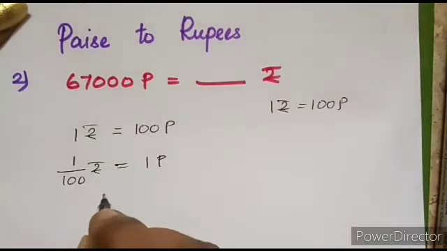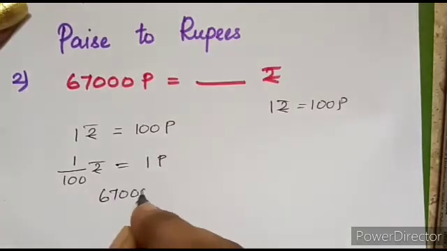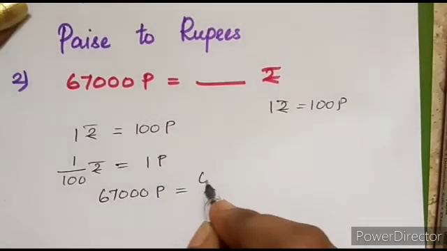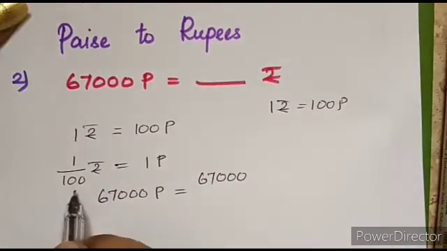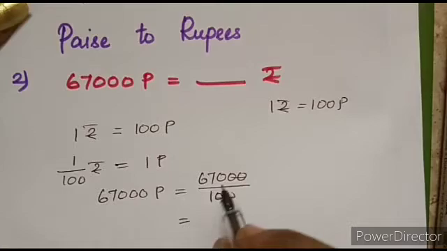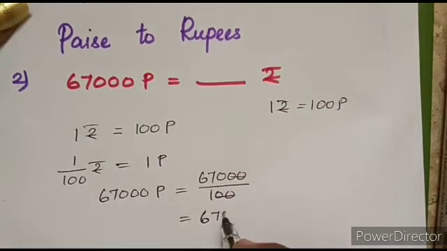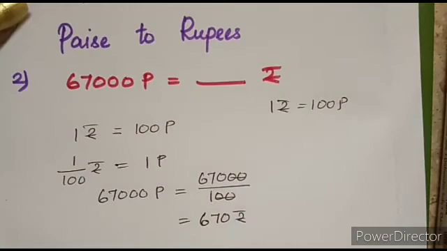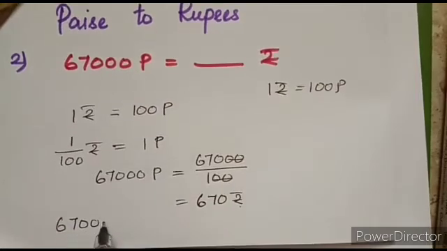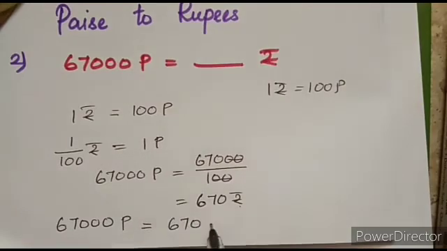So 67,000 paise is equal to 67,000 divided by 100. Two zeros cancel, so that is equal to 670 rupees. So 67,000 paise is equal to 670 rupees.